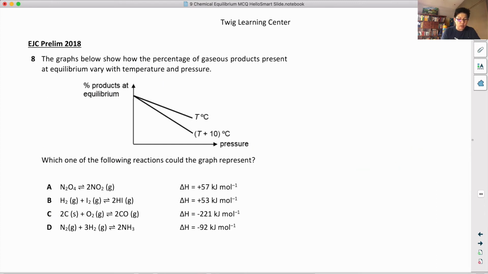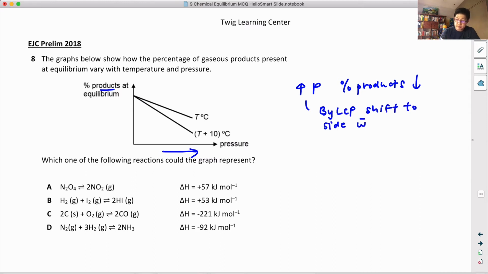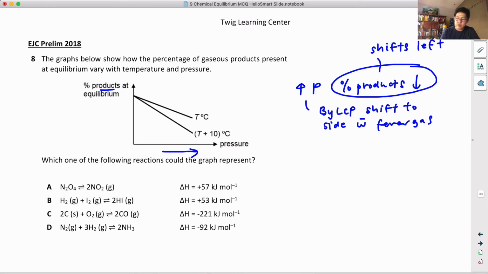Okay, let's move on. Let's look at question 8. So for this question, let's see how it goes. When I increase pressure, let's look at the products. As you can see, the percentage of products actually decreases. But when I increase pressure, by Le Chatelier's principle, it wants to shift to the side with fewer gas. So if it shifts to the side with fewer gas, and the percentage of product decreases, it means it actually shifts to the left. You see that shift left, that's why the number of products is decreasing. Can you see that the products is decreasing? So shifting left is the side with fewer gas molecules.